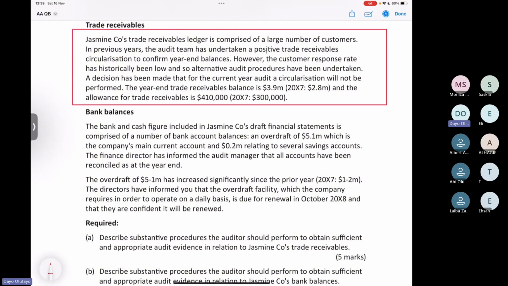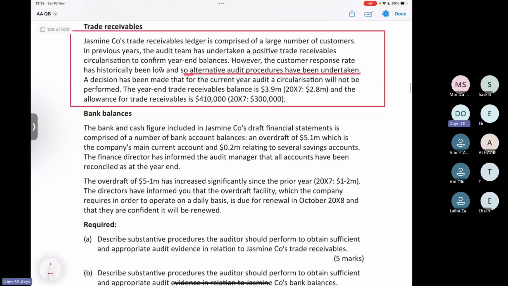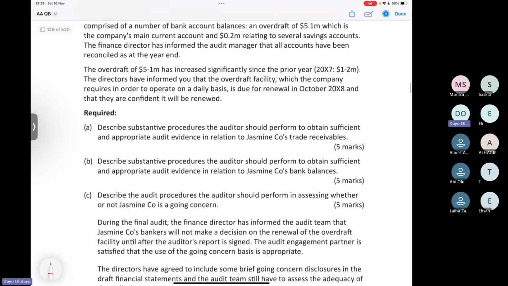Previous year, the audit team has undertaken positive trade receivable confirmation. However, the customer response rate has historically been low, so alternative audit procedures have been undertaken. Confirmation will not be performed this year. The question describes how the procedures should be performed to obtain sufficient evidence for trade receivable. So this is the same thing as the alternative procedures that we just looked at.